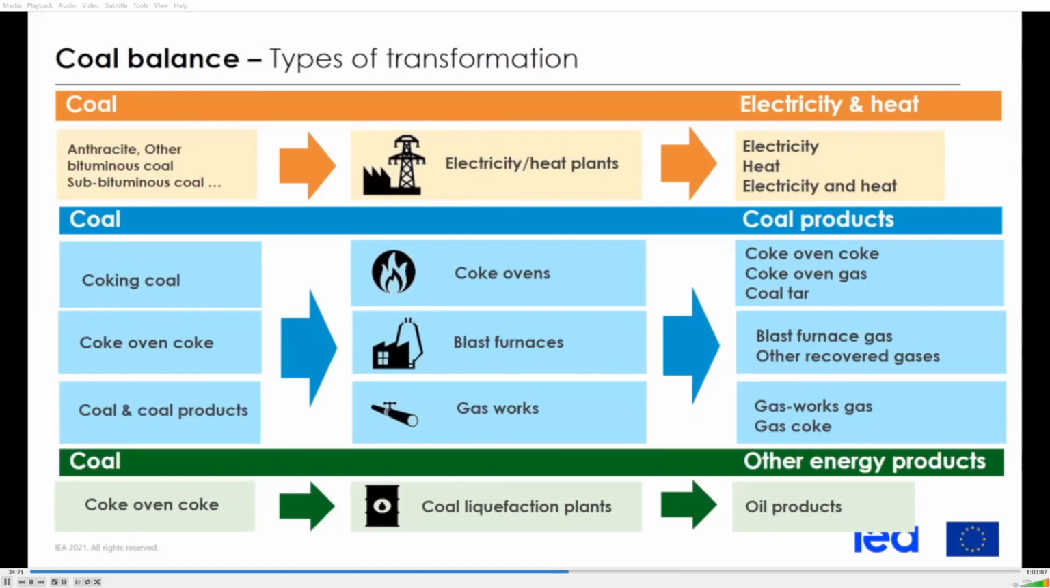One last part: this is in Africa only used in South Africa, but good to remember about it. You can use coke oven coke in liquefaction plants to generate some synthetic oil products. So it is not used in many countries, but still good to keep in mind. If you see the term synthetic crude oil, it can be coming from coal products. This is all that we will cover in coal for Africa.